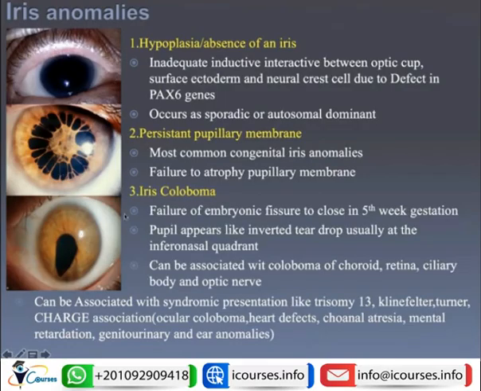Again, we come to the coloboma. So coloboma occurs due to failure of the embryonic fissure to close, and the appearance of the teardrop appearance of the iris, which is most probably due to a defect in the iris tissue, more commonly at the inferonasal quadrant, that can be associated with other colobomas of different ocular structures, and they can also be associated with systemic diseases like CHARGE syndrome. So CHARGE syndrome means that there is ocular coloboma, heart defect, choanal atresia, mental retardation, genitourinary and ear anomalies. This is called CHARGE syndrome.